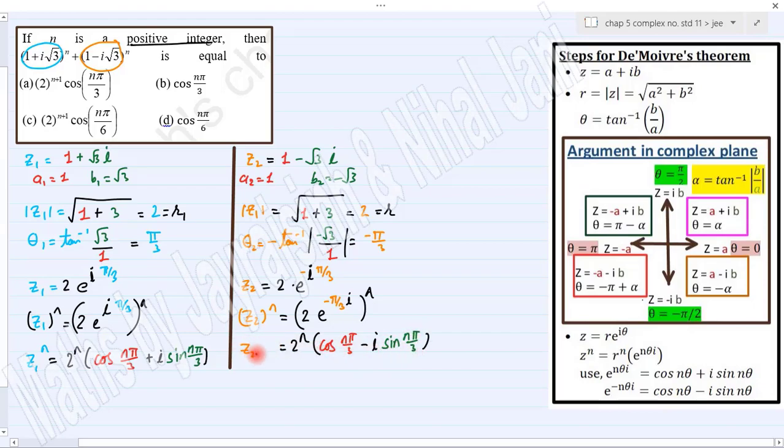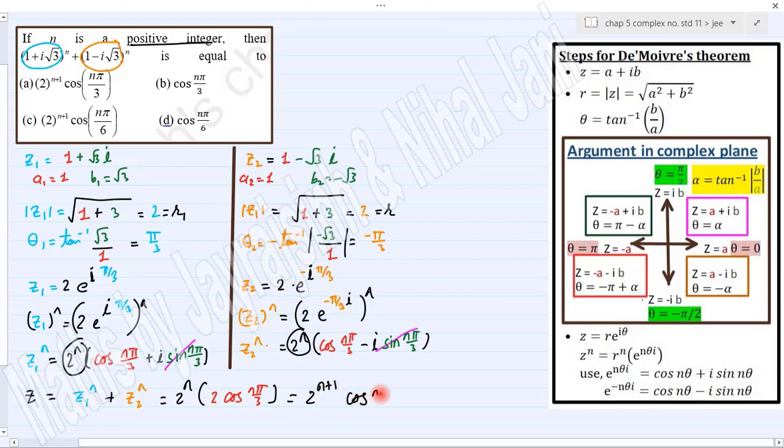So we get z2 raised to n, but we need to find z, which is z1 raised to n plus z2 raised to n. Now from both terms we can take 2 raised to n common, and if we take the summation, here i sin n pi by 3 will cancel out and we will get 2 times cos n pi by 3. Or we can say your final answer will be 2 raised to n plus 1 cos n pi by 3, which is given in option A. Ta-da!